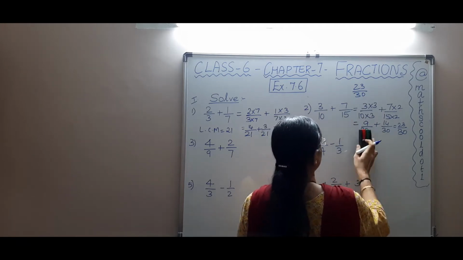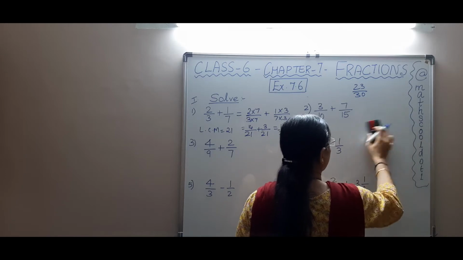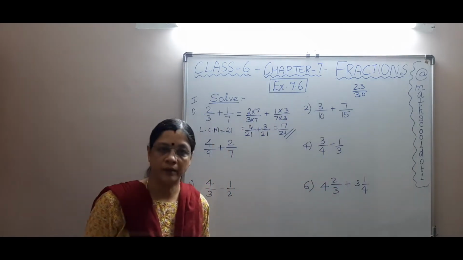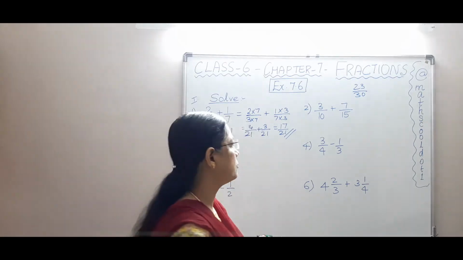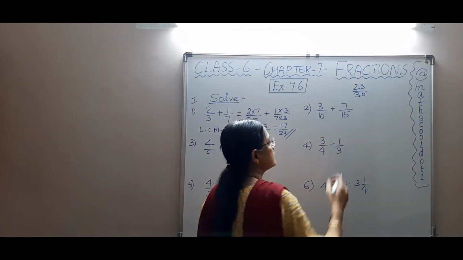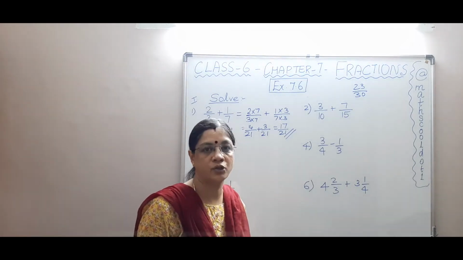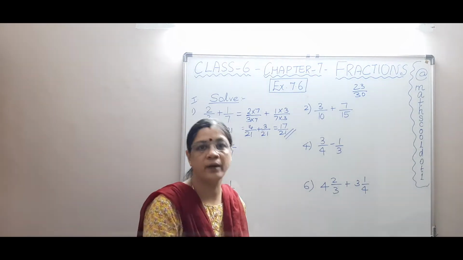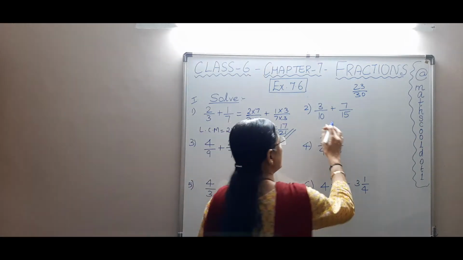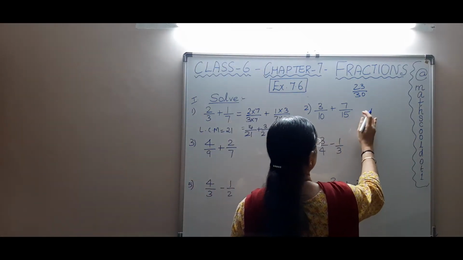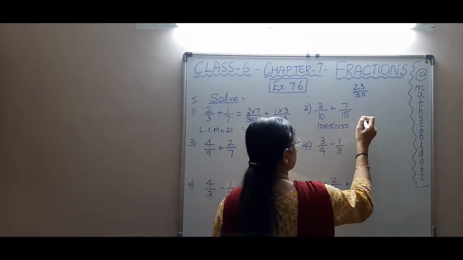If you don't remember the method of finding the LCM, or you find it difficult to find the multiples of a number, you just multiply. I say this to make the process easy, but the actual procedure is that you need to find the LCM of the different denominators. So now you just multiply these two. 10 into 15 is 150, you know, isn't it?